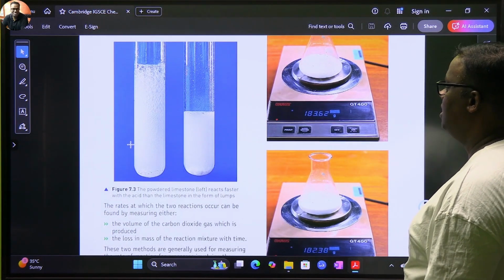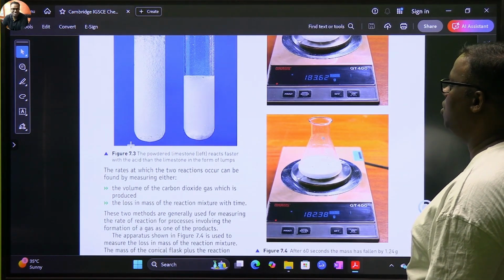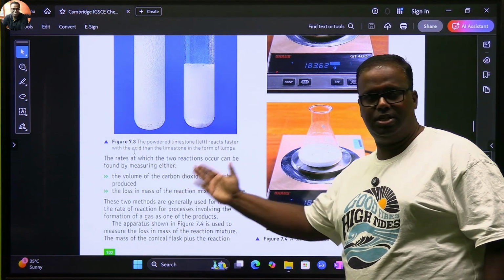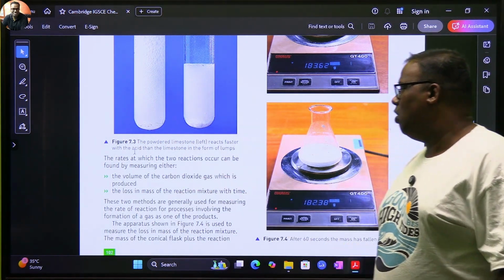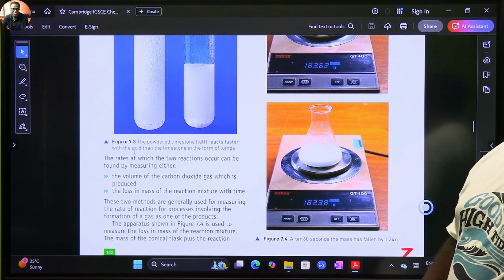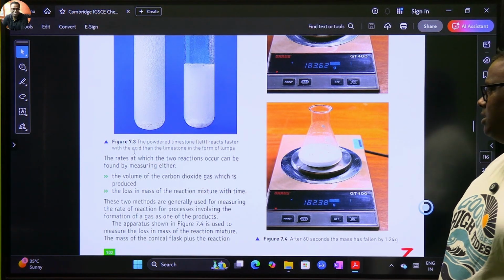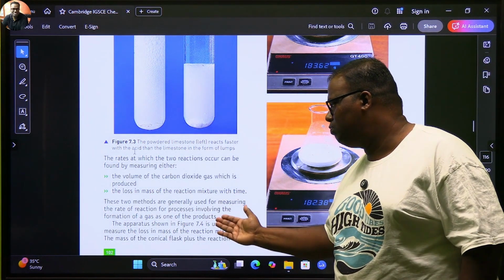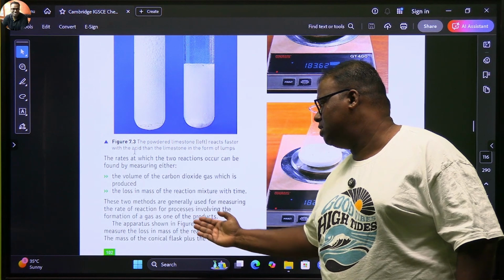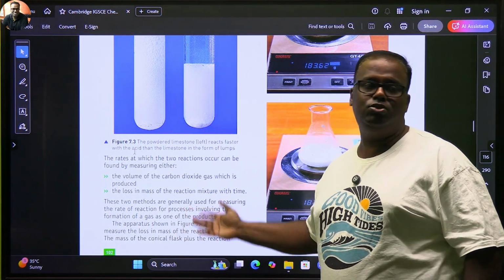It says the rates at which the two reactions occur can be found by measuring either the volume of carbon dioxide that is produced, very good, or the loss in mass of the reaction mixture with time. What is the reaction mixture? Calcium carbonate with hydrochloric acid. These two methods are generally used for measuring the rate of a reaction, ATP type questions, for processes involving the formation of a gas as one of the products.